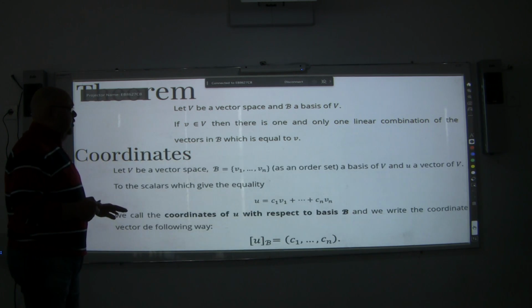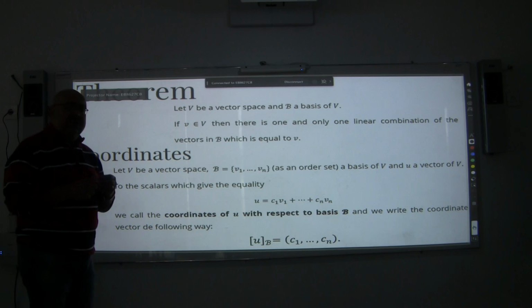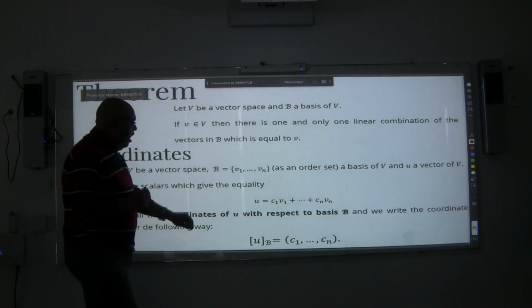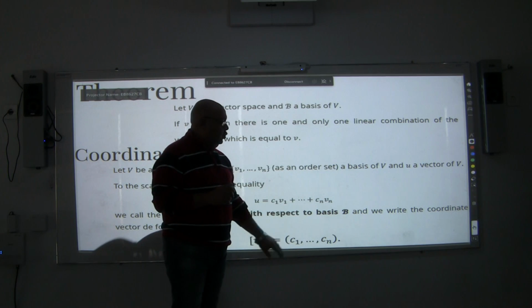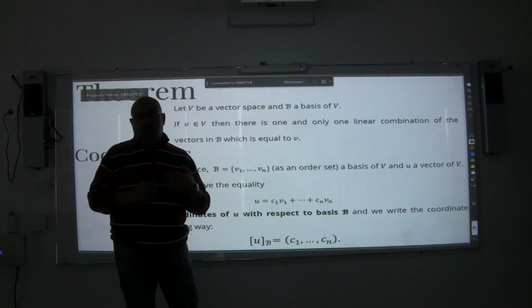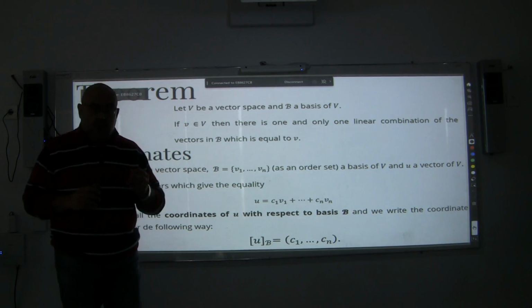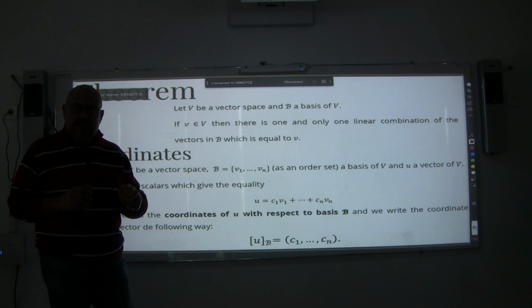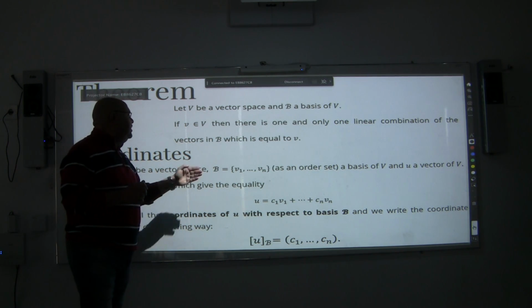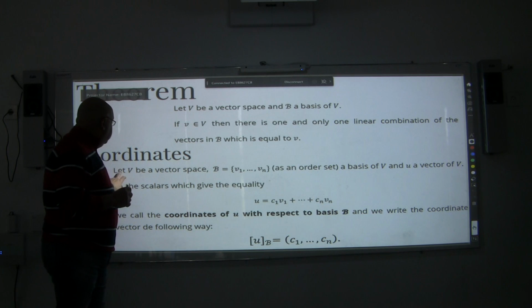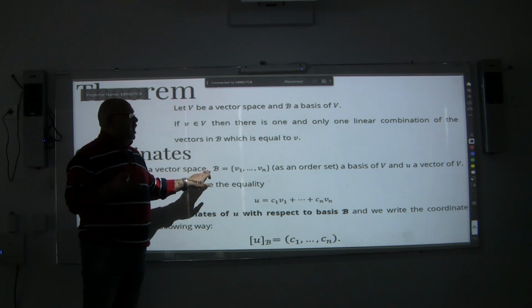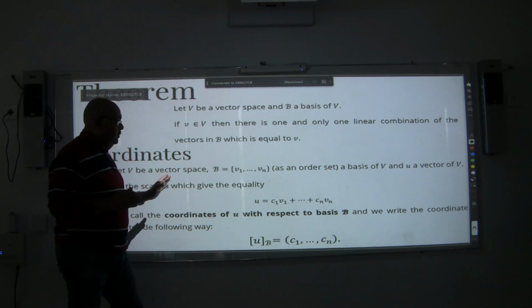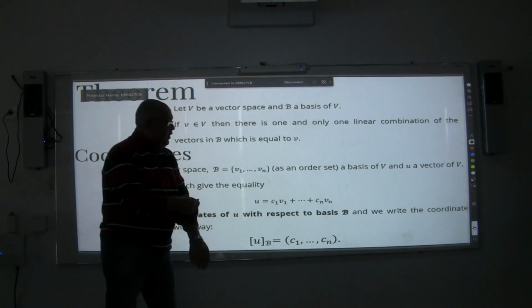What are the coordinates? The coordinates are simply and directly those coefficients, c1, c2, up to cn. Those are what we call the coordinates of the vector with respect to the basis beta. So once more, let V be a vector space, and beta the basis for this vector space as an ordered set, a basis for V.